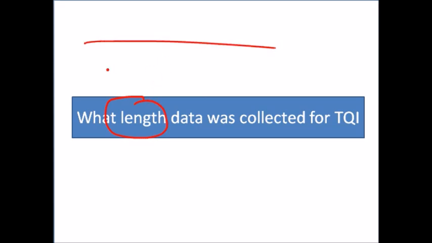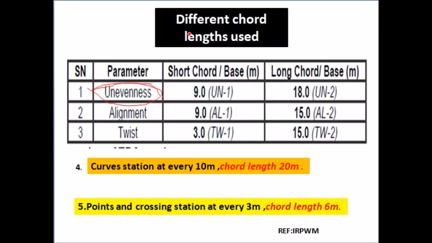To understand at what length you have to take the data, you have a concept called chord length. For understanding unevenness, we have two chords, a short chord and a long chord. The short chord is 9 meters, the long chord is 18 meters. For alignment, the short chord length is 9 meters and the long chord is 15 meters. For twist, 3 meters and 15 meters.